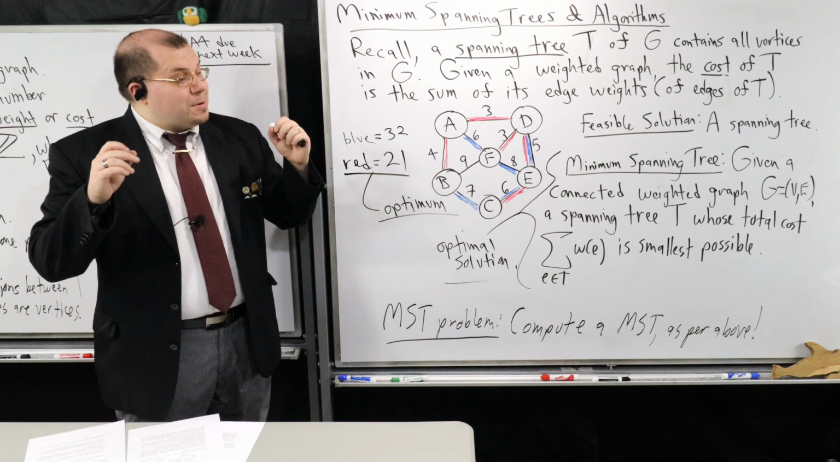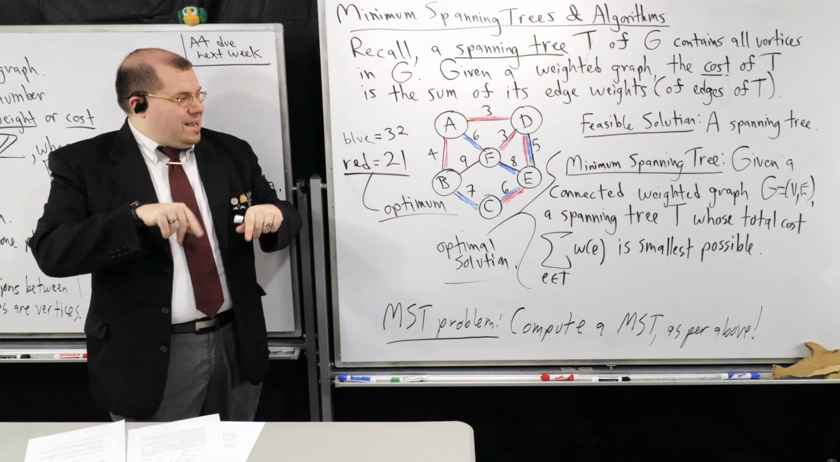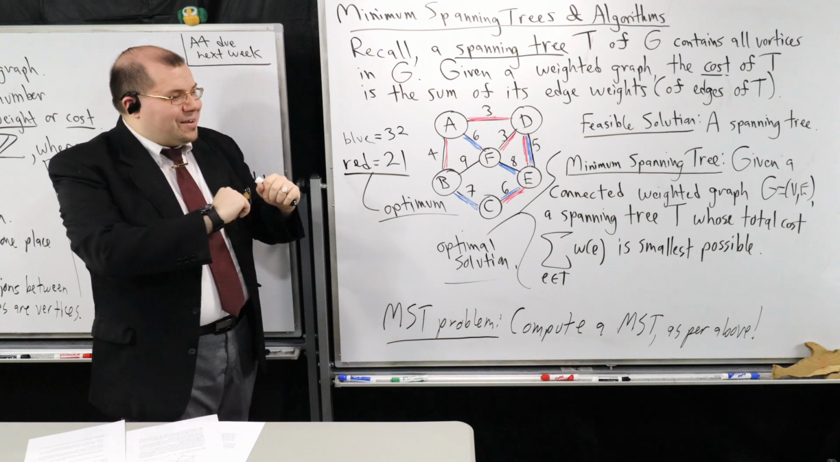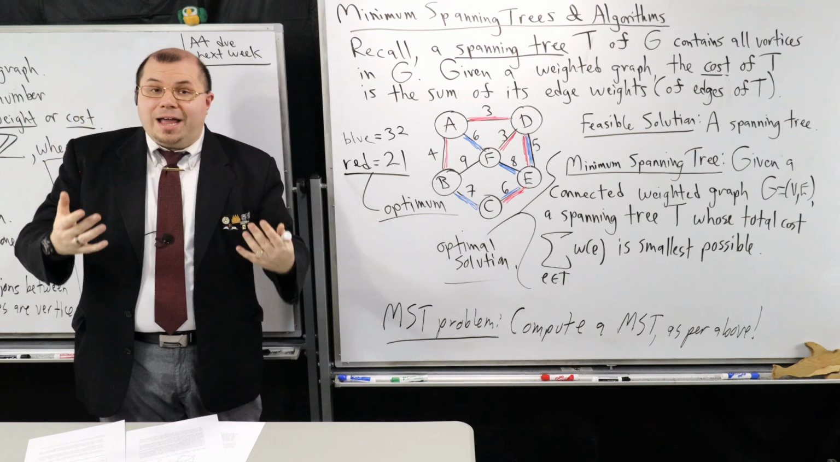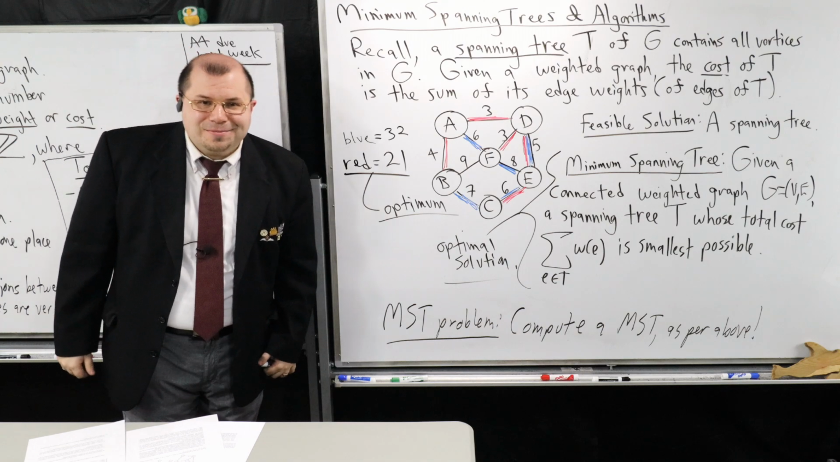So is the problem clear to everybody? All we need to do is I give you one of these weighted connected graphs, and I would like to find a minimum spanning tree. So my job is to compute that.